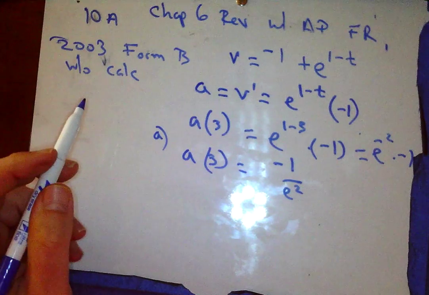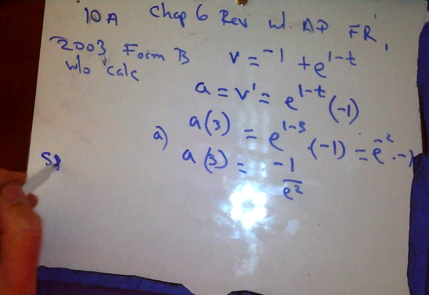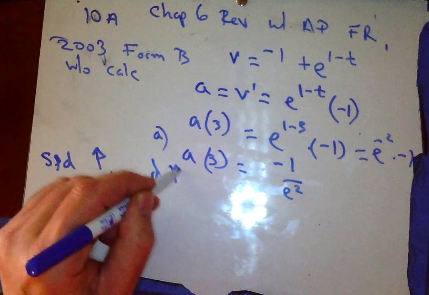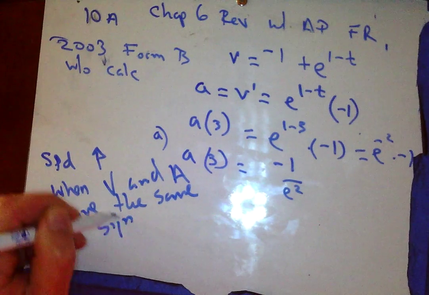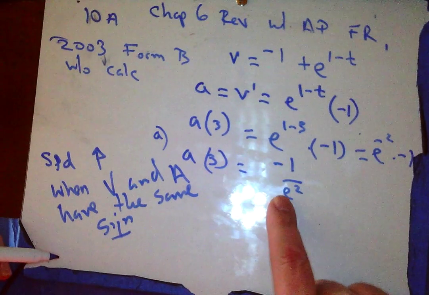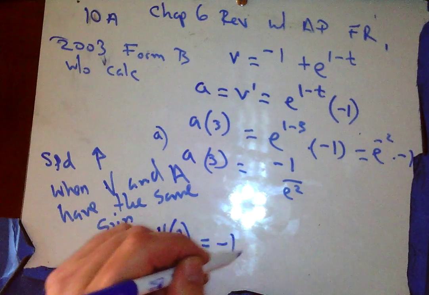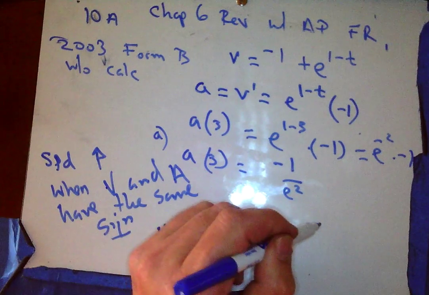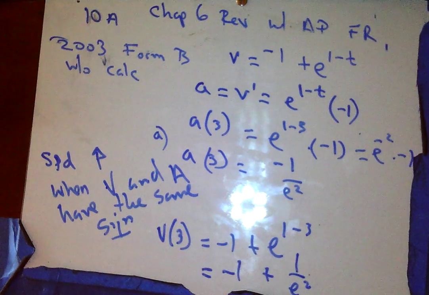Part B says, is the speed increasing at time equal to 3? Well, remember, we said that speed is increasing when v and a have the same sign, okay? And the sign of a of 3 is negative. Well, let's find out what v of 3 is. V of 3 is -1 plus e to the 1 minus 3. So this is going to be -1 plus 1 over e squared. Yeah, many students struggle with this.